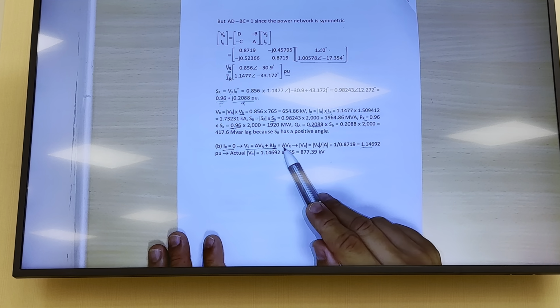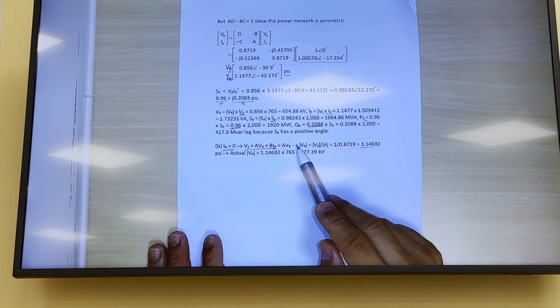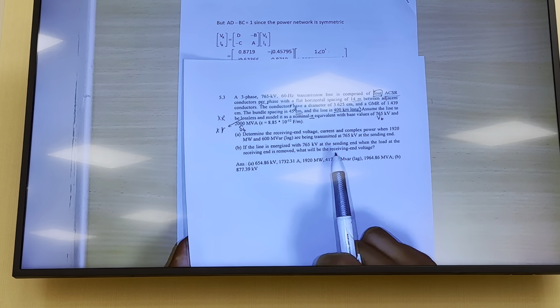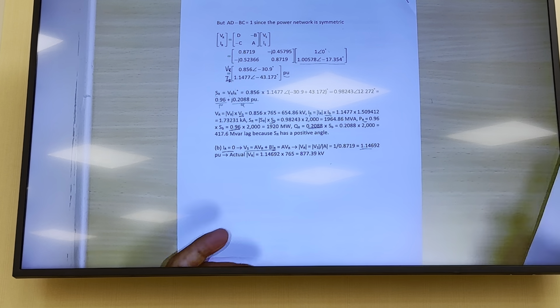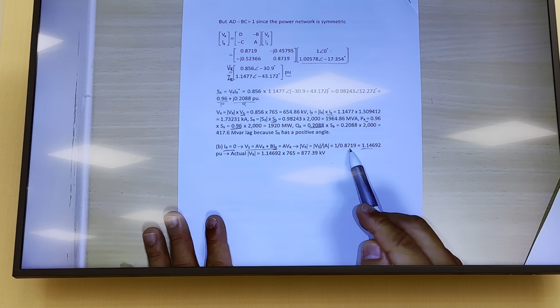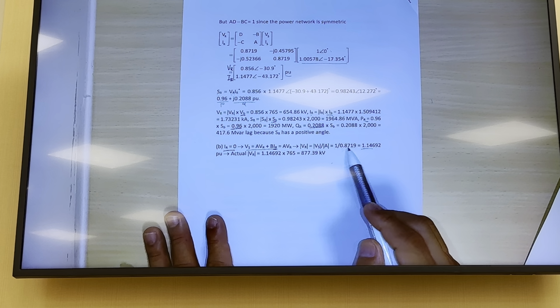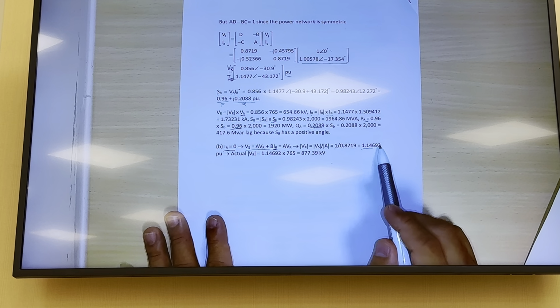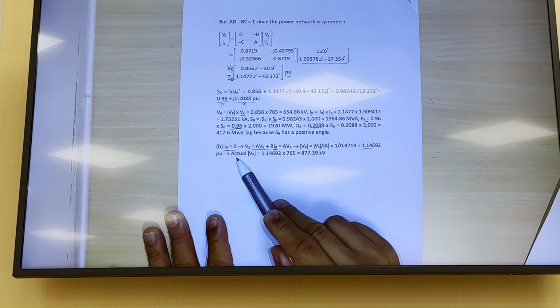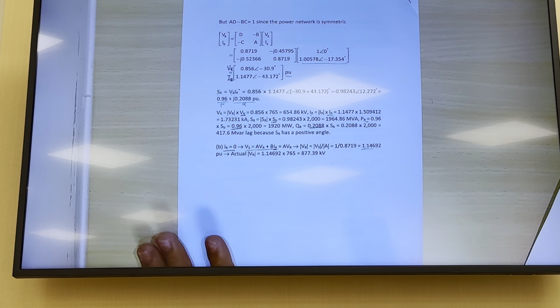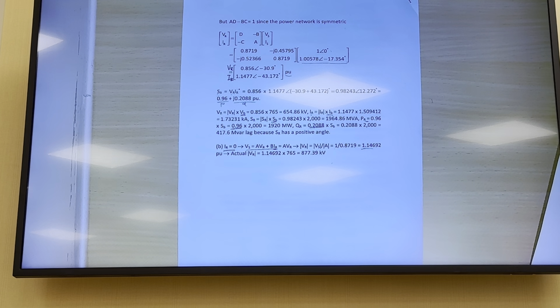Right? The A coefficient we already know. So we know Vs. Vs is maintained at this value. This is 1.0 per unit. This A coefficient is this value. So VR just equals Vs divided by A. This is your VR, per unit. The actual value is you multiply it with VB, you get this. And the second one is straightforward.